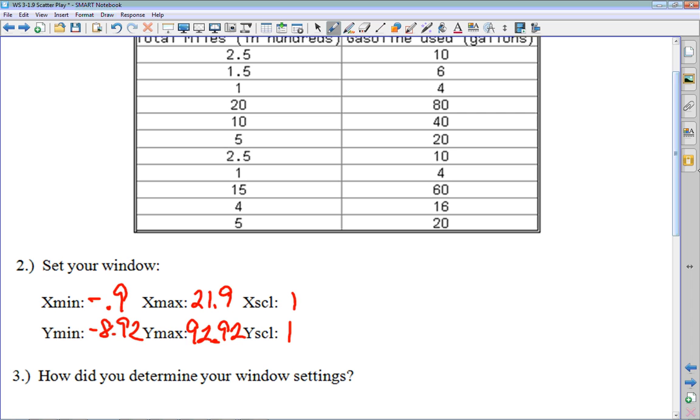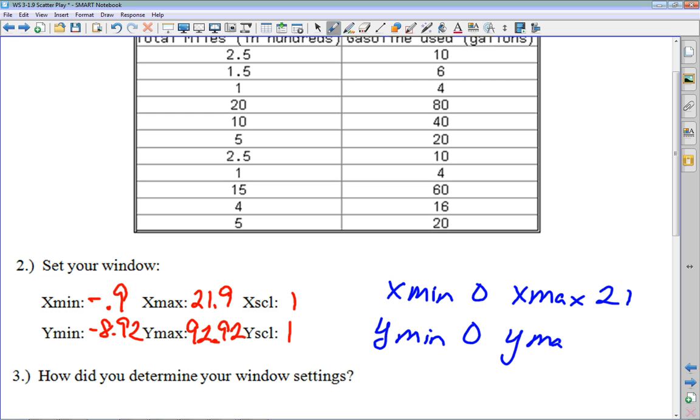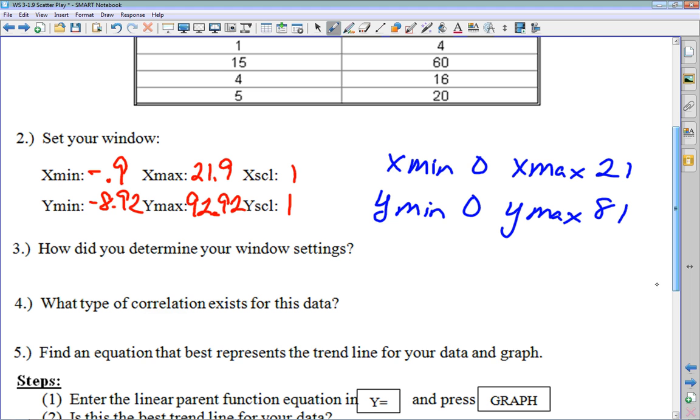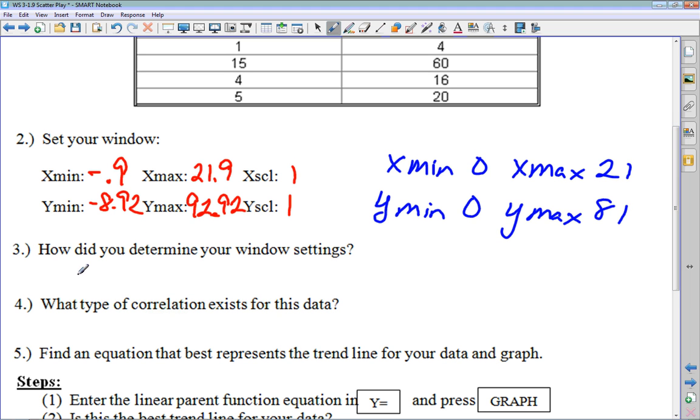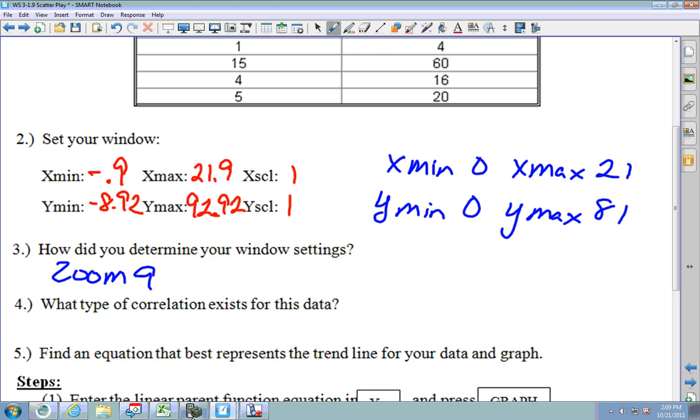Now I also put in there, let's see, I did x minimum the first time at 0 and x max at 21, that works too. Y min at 0 and Y max at 81. Both of those work. How did you determine your window settings? Well, again, you can tell that you pressed zoom 9, or you just look for the largest and the smallest numbers. What type of correlation exists for this?